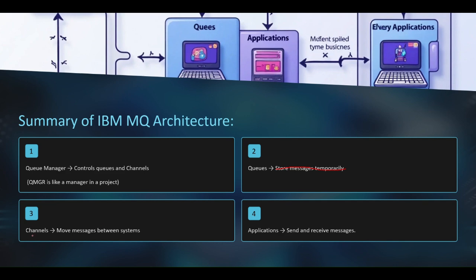And third one is channel. We have seen different types of channels. The main aim of a channel is to move messages from one system to another system. And another is application. Applications are producers and consumers. Producers send the messages, and consumers receive the messages.